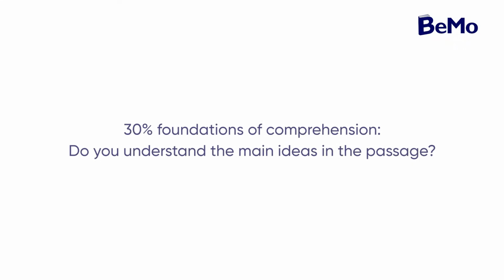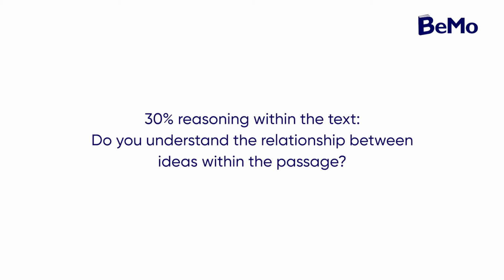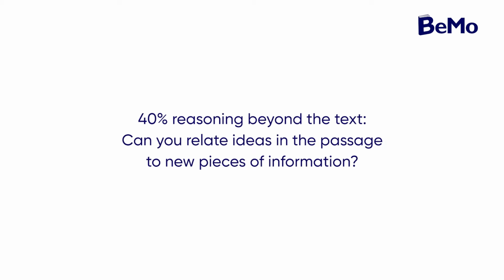The ratio of academic disciplines tested in this section include the following: 30% foundations of comprehension. Do you understand the main ideas in the passage? 30% reasoning within the text. Do you understand the relationship between ideas within the passage? 40% reasoning beyond the text. Can you relate ideas in the passage to new pieces of information?